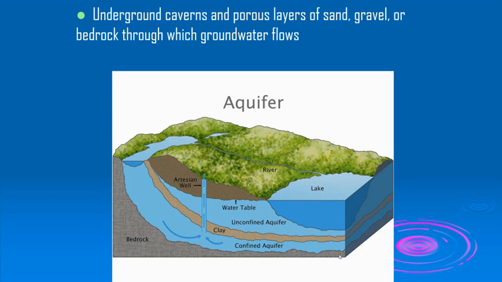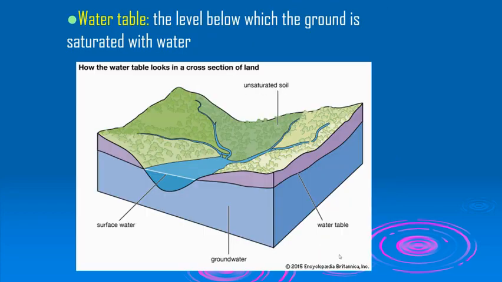Aquifers are where there are underground caverns or porous layers of sand or gravel or bedrock through which groundwater flows. I hesitate a little to say underground caverns because that's not common. It exists mostly in areas where there is lots of limestone. Mostly, aquifers exist as porous layers of sand and gravel. The water table is the level below which ground is saturated with water.